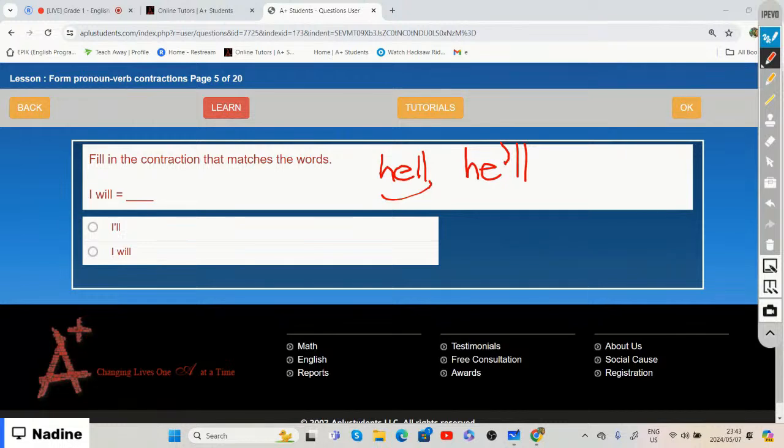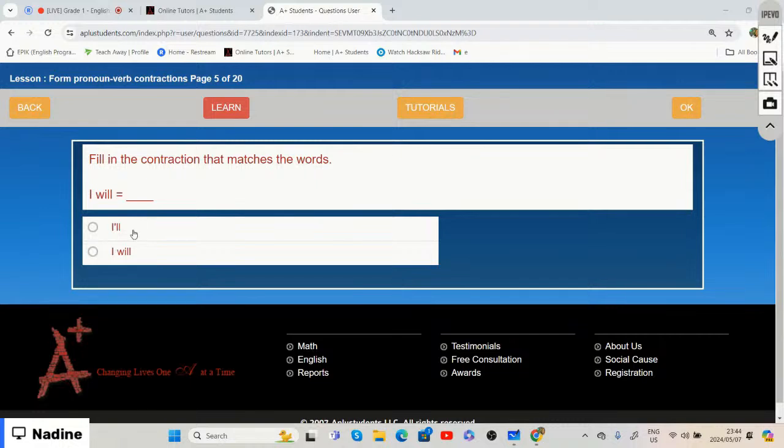But well done. You guys are trying and I'm really proud. I will. Remember with I will, we have our word I. That stays the same. Remove the W and the I, put the apostrophe, and then double L, for I'll. So it's going to be option one. Well done, I'll is also correct. Yes, beautiful.